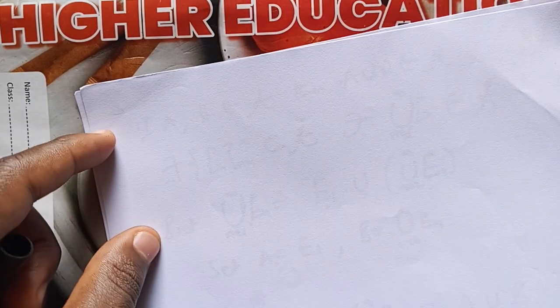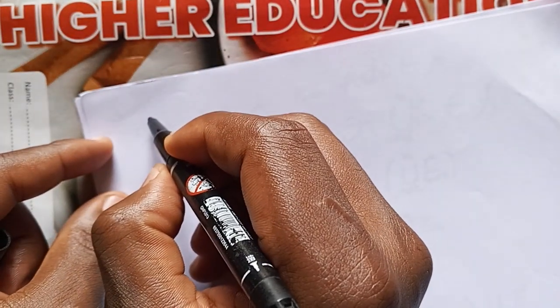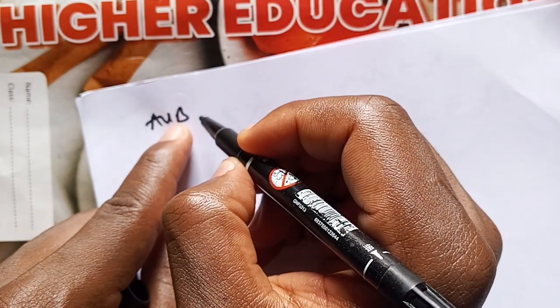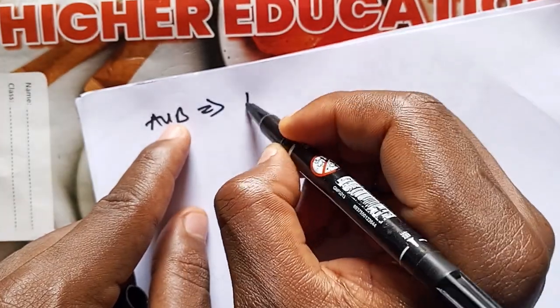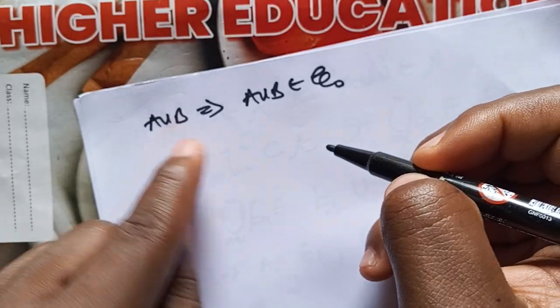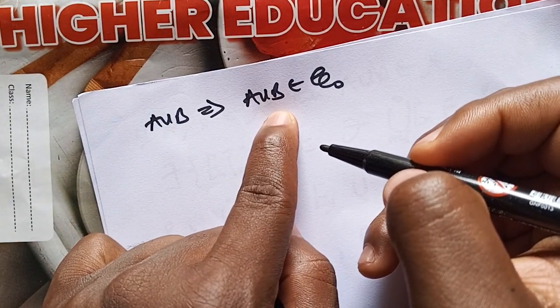So the first case is if both A and B are what? Finite. That's the first case. Now, if A and B are finite, then A union B is also finite. Then this implies that A union B is in what? The algebra. Because if A is finite and B is finite, then their union is finite.